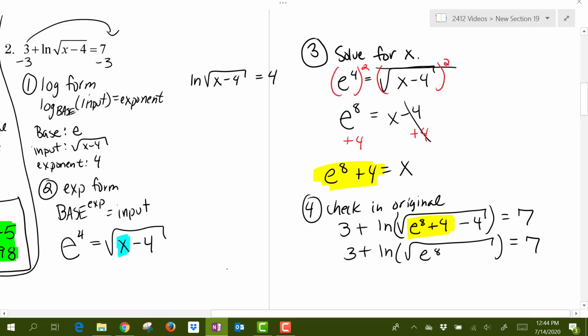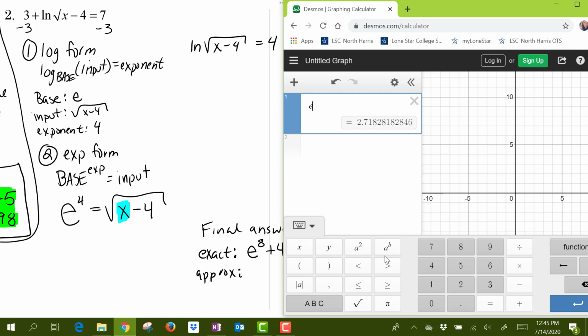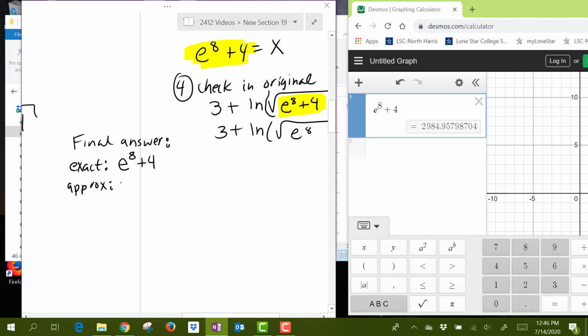Alright, so what is our final answer here? Okay, we want an exact answer and also an approximate answer. Our exact answer is e to the 8th power plus 4. Our approximate answer, let's put that into Desmos altogether, e to the 8th plus 4, and see what we get. Make sure that you come out of that exponent and make sure you do a big plus 4. Alright, so I'm going to write 2,984 point, and I'm going to go 3 places out, and we're going to look at the 4th one and say, does that round that 3rd decimal place up or keep it the same? And it looks like it's going to round it up. So I'm going to do 958.